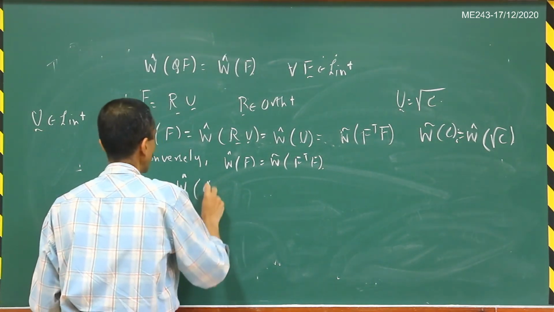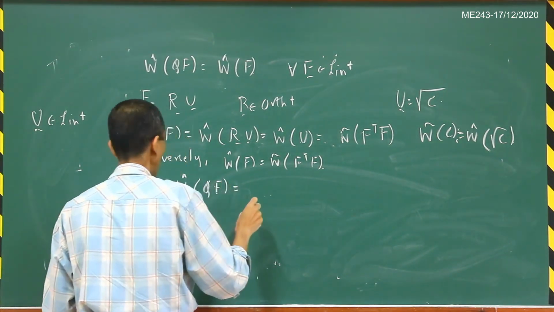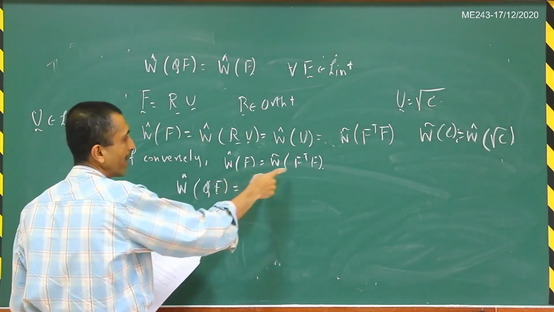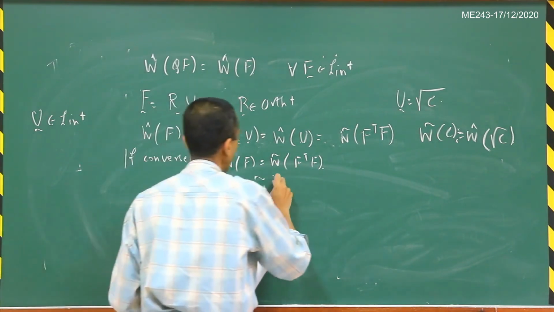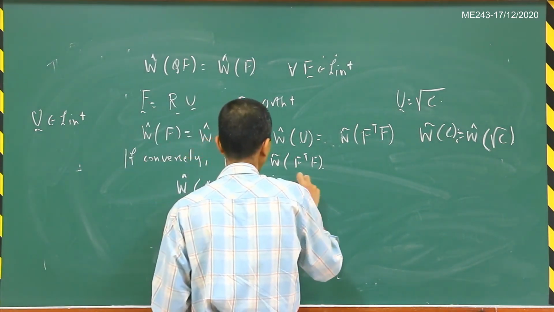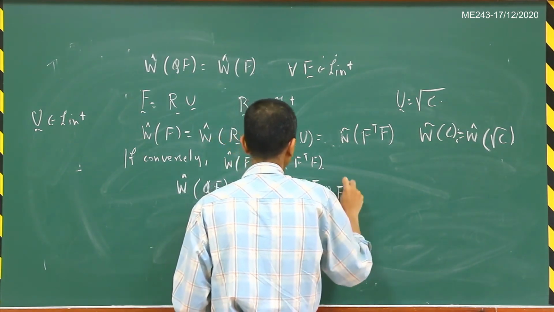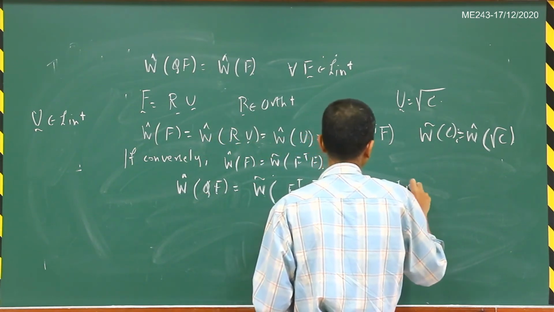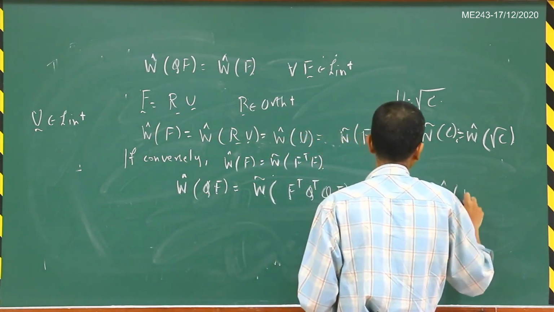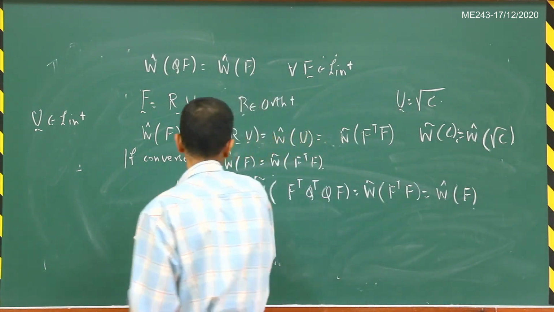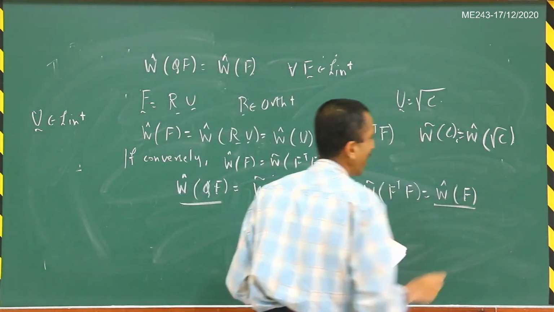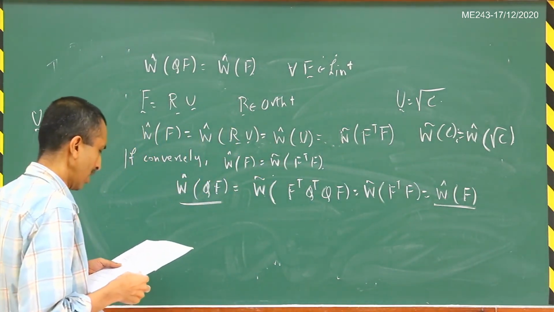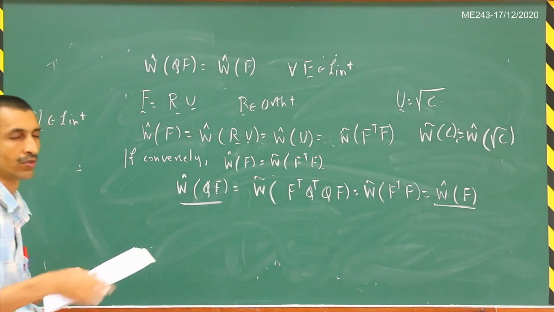So let's just show that. So w hat of qf is equal to w tilde, where now qf plays the role of f. So wherever f occurs, you will put qf. So you will get f transpose q transpose q times f, and this is nothing but w tilde of f transpose f, which is equal to w hat of f. So we have shown that w hat of qf is equal to w hat of f, and hence material frame indifference is satisfied here. Fine. So we will continue this discussion next time.